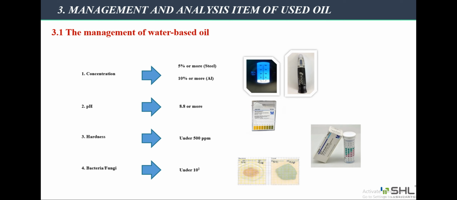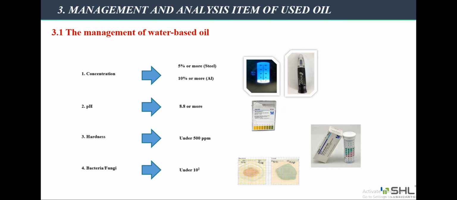The first is concentration. When using water-soluble cutting oils, it is necessary to control the concentration for effective cutting. Usually we should check the processing methods and then the material. For steel, the concentration is usually 5% or higher depending on the conditions of use. For aluminum, the concentration is up to 10% to protect aluminum effectively.